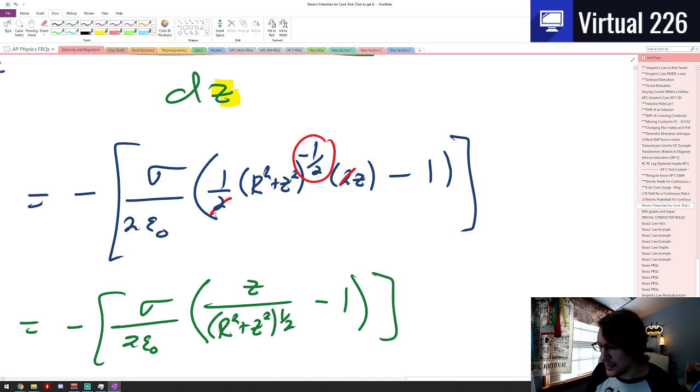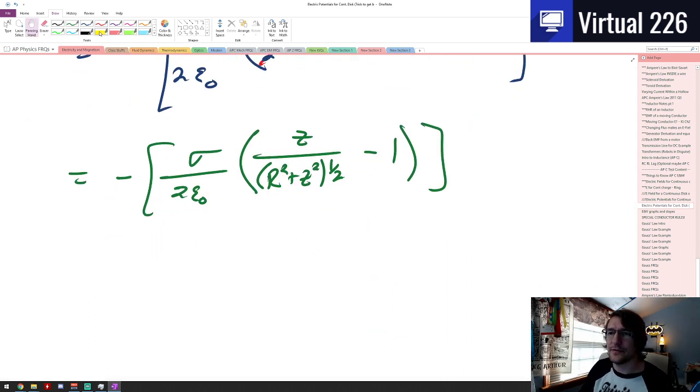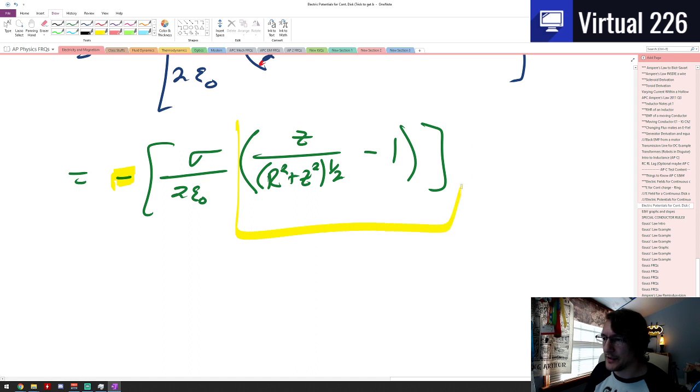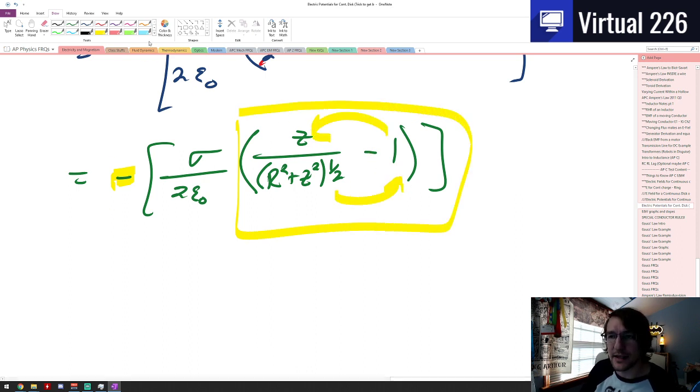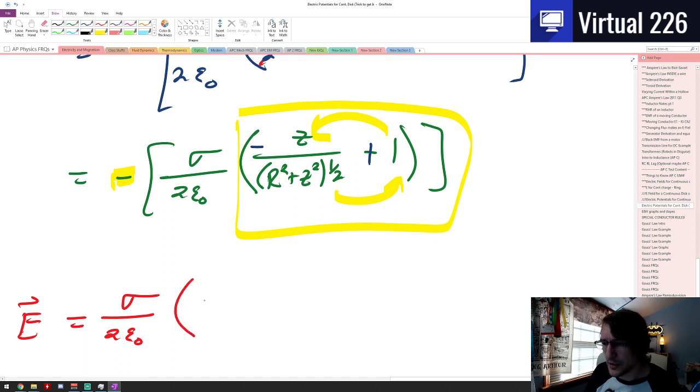z over r squared plus z squared to the 1/2, minus 1. And then a neat little math trick is if you have a negative on the outside, I'm going to flip these positions. I'm distributing this negative throughout, but what will happen is that this 1 will be positive and the front term will become negative. So the way it will look finally is my electric field will equal sigma over 2 epsilon naught multiplied by the quantity 1 minus z over the quantity r squared plus z squared to the 1/2.